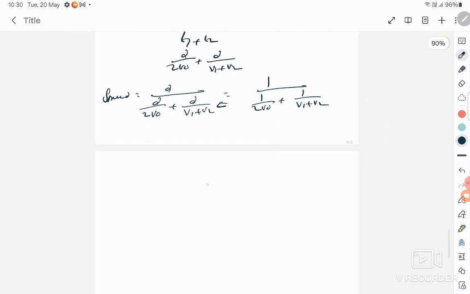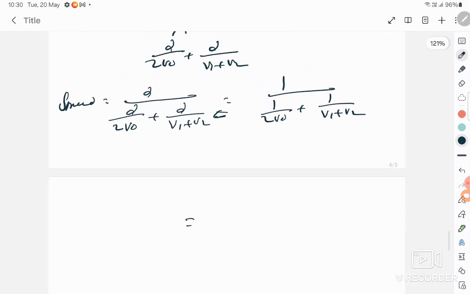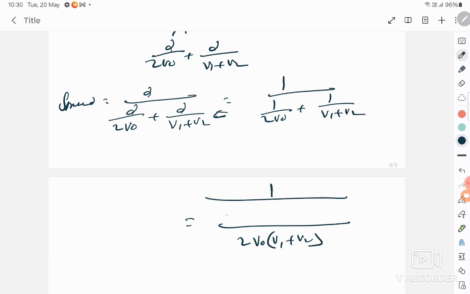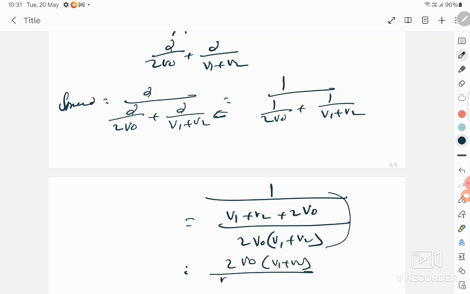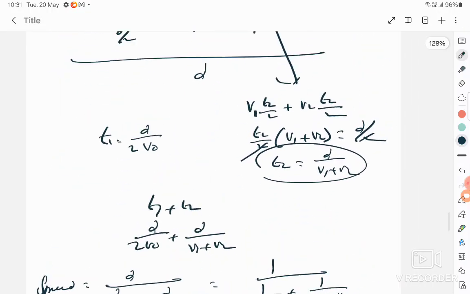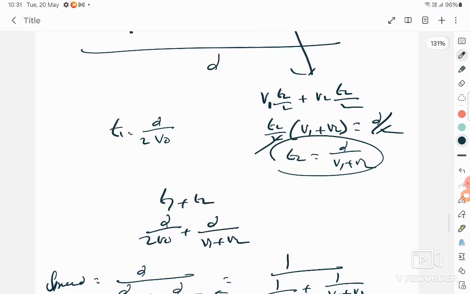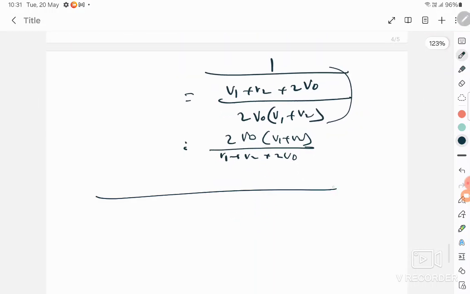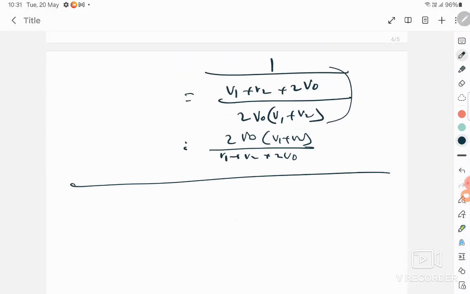So you have to take an LCM and flip it, and then you get your average speed, 2 v naught into v1 plus v2. When you take an LCM in the denominator, you get v1 plus v2 plus 2 v naught. So 2 v naught into v1 plus v2 by v1 plus v2 plus 2 v naught will be my average speed. And whether it's average speed or average velocity, it will be the same because it's traveling along the same straight line. It has not returned back for the net displacement to come down. So that completes this question.